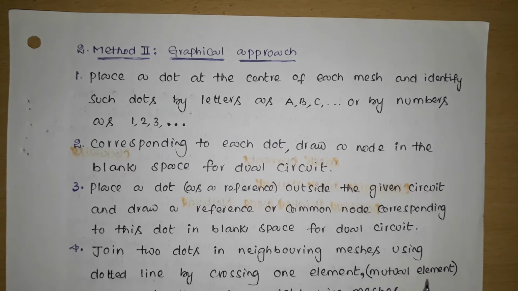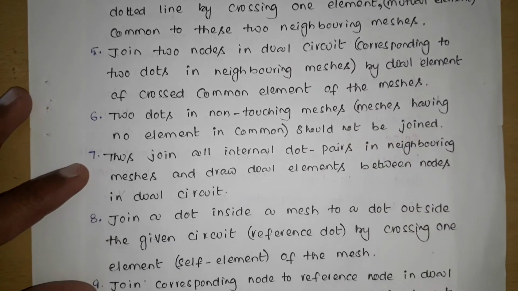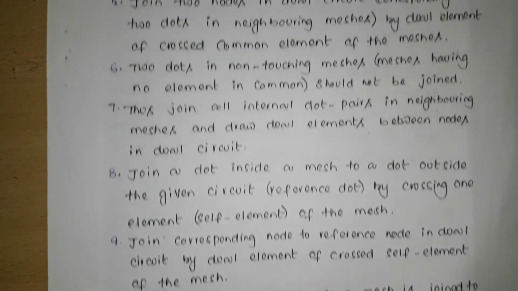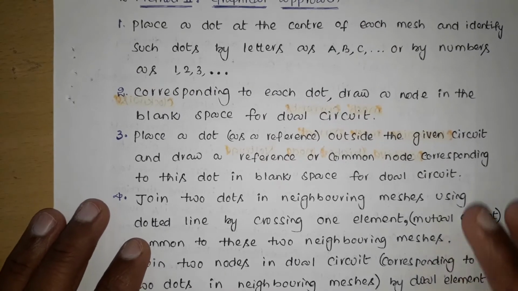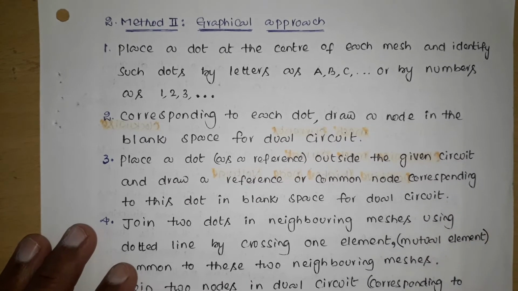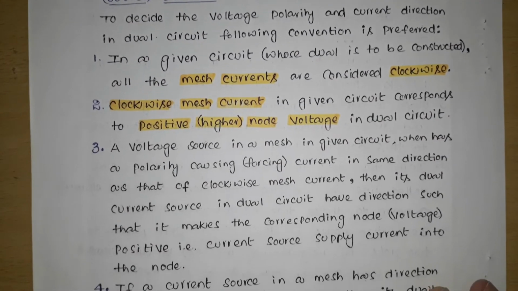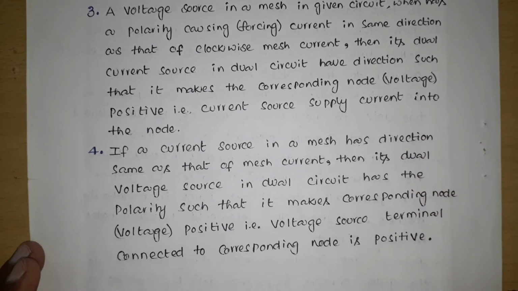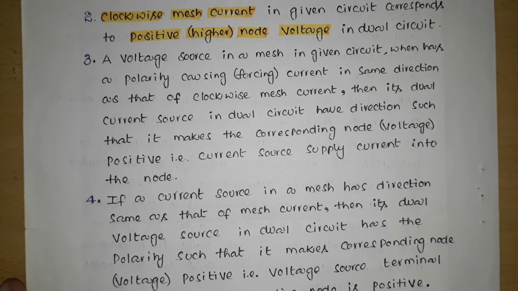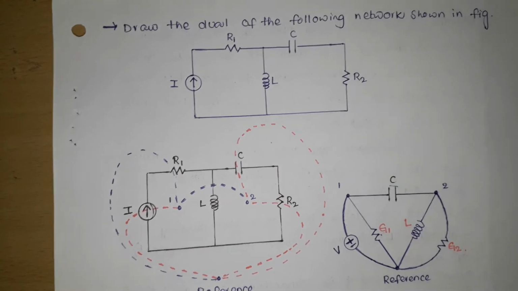There are steps here. These are the steps; we have to follow this procedure to get the dual of the given circuit. So let us approach this method by taking an example. These are the procedures to follow to find the dual network by the graphical method. Let us realize this method by taking an example.